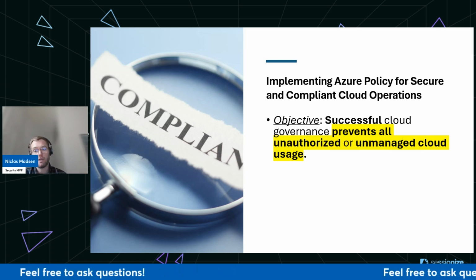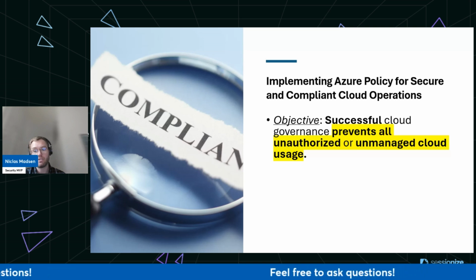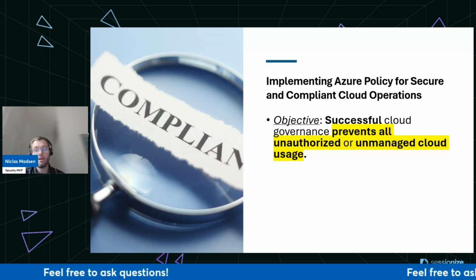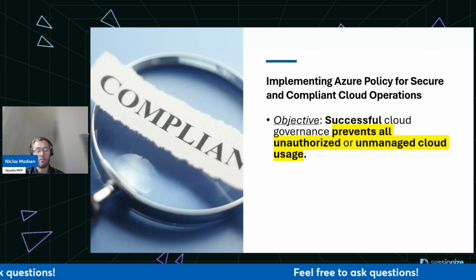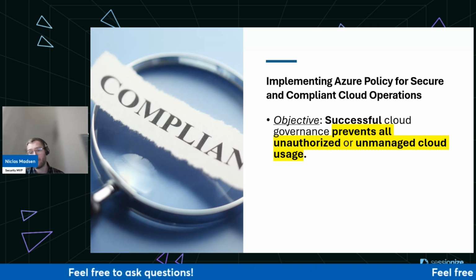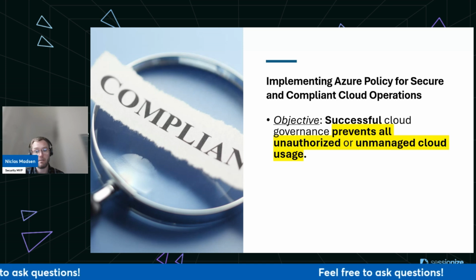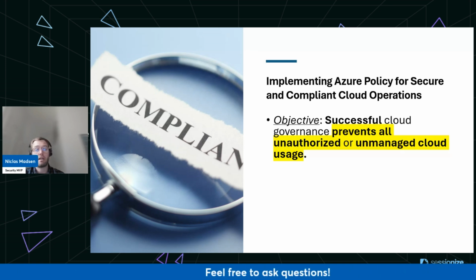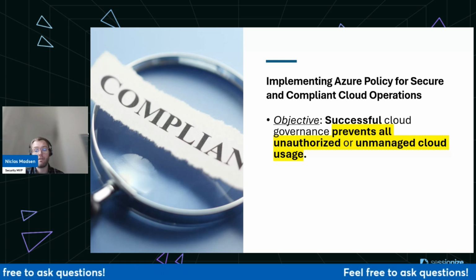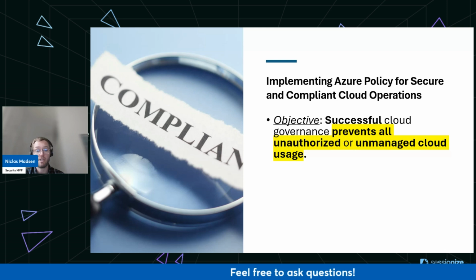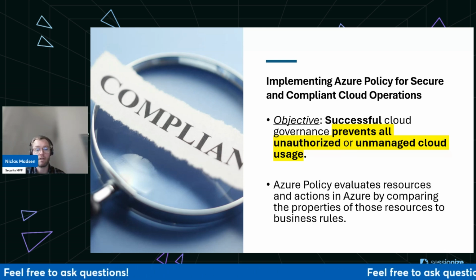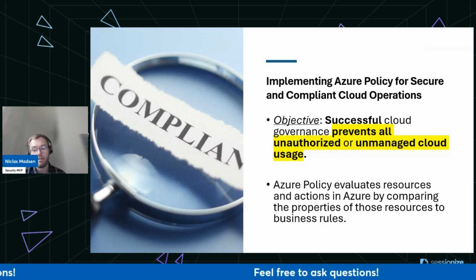How Azure Policy works is really that it evaluates resources and actions in Azure by comparing the properties of those resources to business rules. And then you ask, what are business rules? I have not heard about that. Well, a business rule is something that you have defined in your cybersecurity policy. It can be that you are not allowed to deploy resources outside West Europe. That's a business rule. Very simple. The business rule is then described in a JSON format inside these policies, and it's also what you might know as Azure Policy definitions.